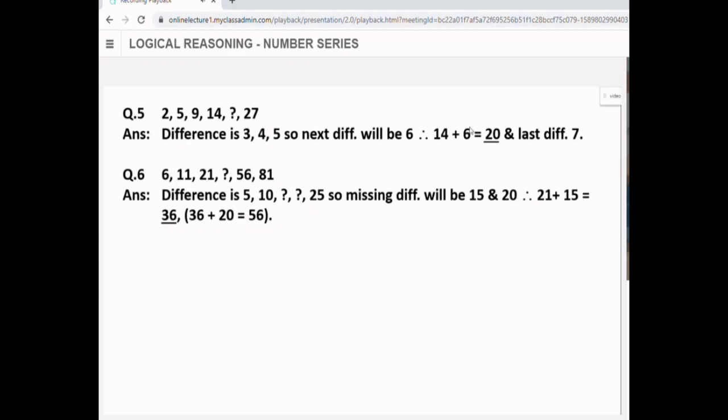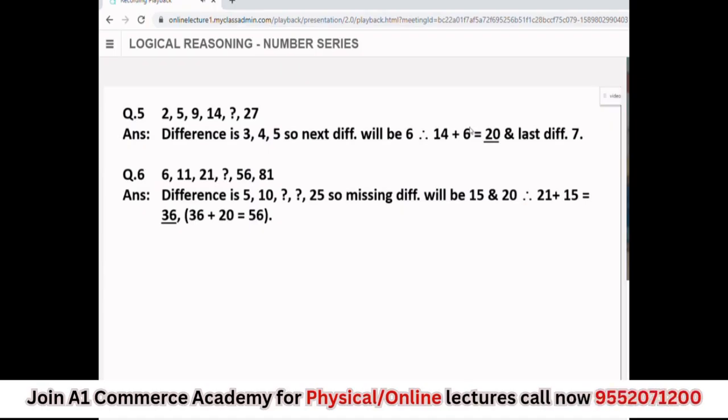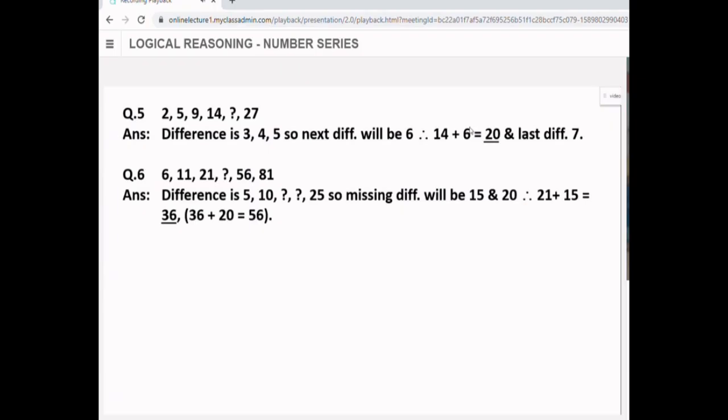The differences are 5, 10, question mark, 25. So the missing differences will be 15 and 20. So your number before question mark is 21. 21 plus difference 15, it is 36. Then whatever I'm showing in the bracket is telling with the next number also. The next difference is 36 plus 20, which is 56. And then 56 plus 25 will be 81. So I'm telling also. Okay. The next question.